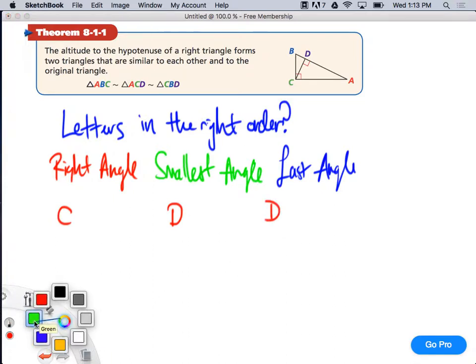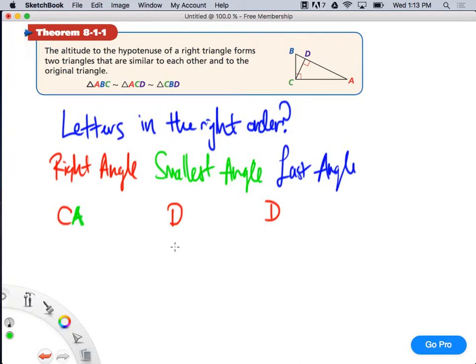Okay? Now remember, this is the biggest, middle, and smallest triangle, right? So I start with the right angle, and then I look at the smallest angle. Which letter shows the smallest angle for this right triangle? C? No, for this, the biggest triangle. Oh, A. A is the smallest angle of the biggest triangle, so I put A.